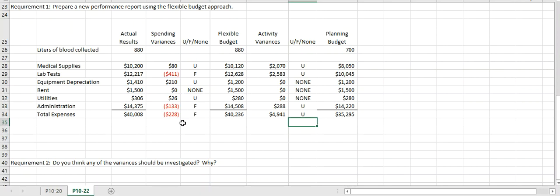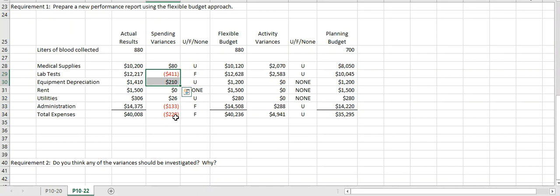Usually when you're doing variance analysis, a company will have a threshold of things they'll look at. So if this company, I don't know, if their threshold was a $200 variance in either direction, and that was their cutoff, they wouldn't look at anything that's less than $200. So the only things they would look at would be the lab tests, the equipment depreciation, and that looks like it.